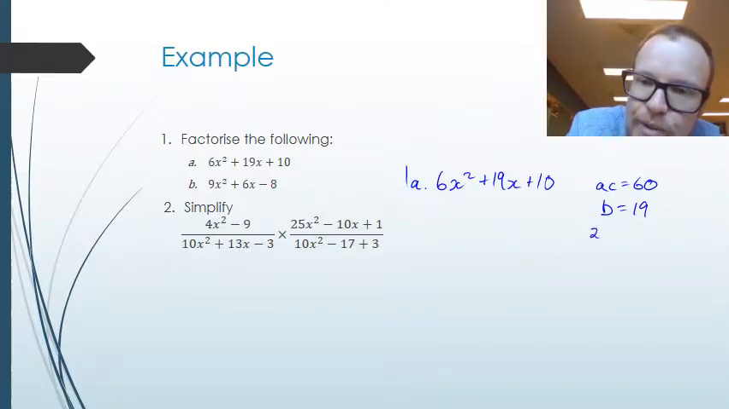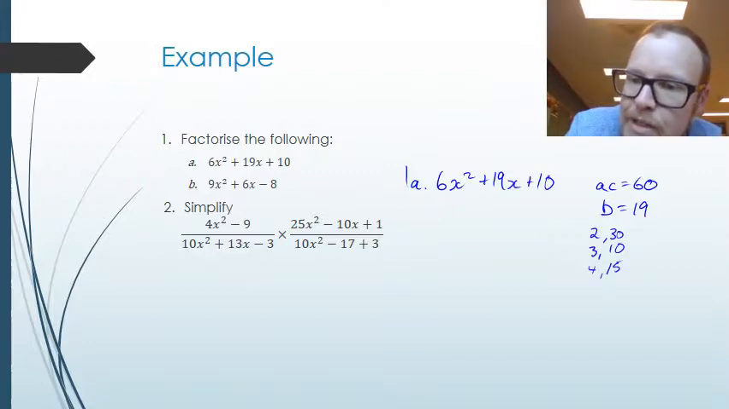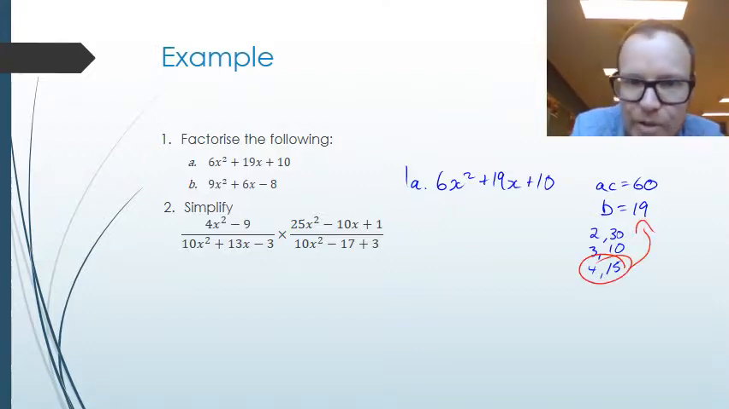We can go, well, we've got 2 times 30, that's probably not going to work. 3 times 10, probably not going to work. 4 times 15, there we go. So 4 times 15, 4 plus 15 is equal to 19. So that is going to be perfect for our purposes.